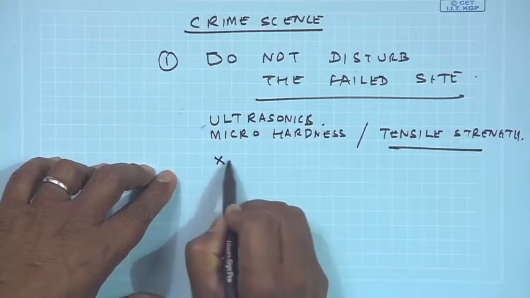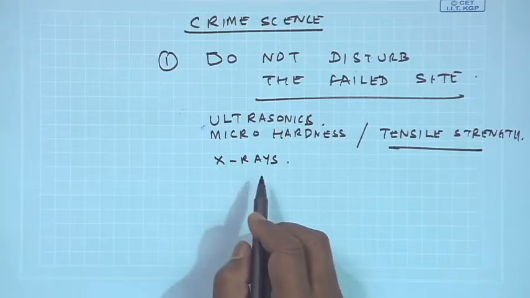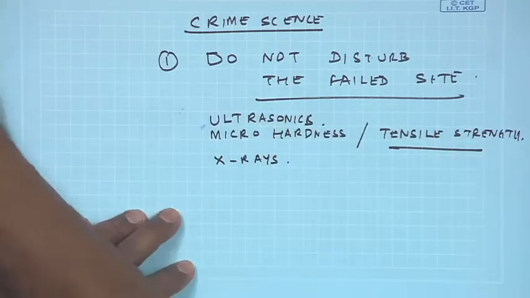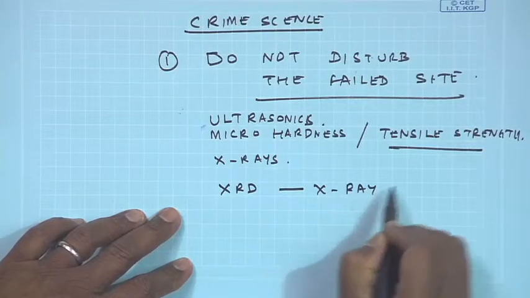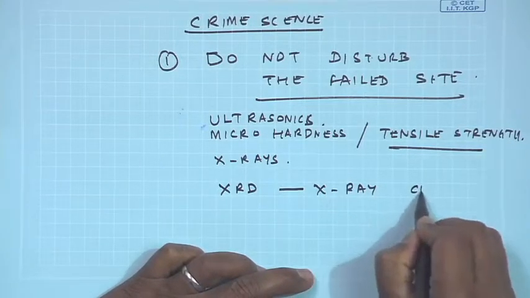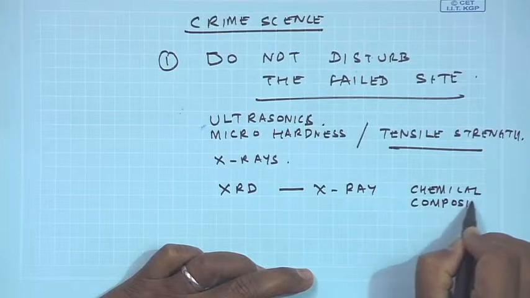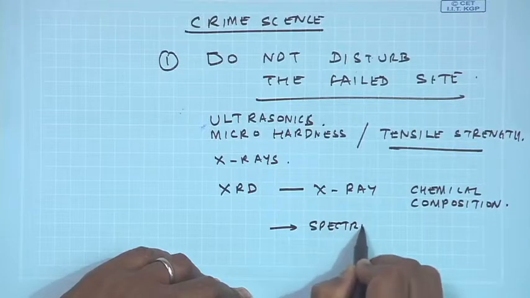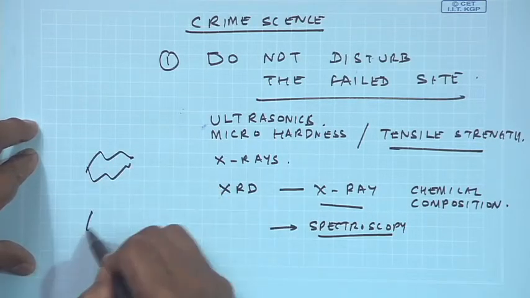Some components we can examine with X-rays, and the material verification becomes very, very important, both at the microscopic level through metallurgical analysis, like XRD, an X-ray method, to find out the chemical composition, or we do spectroscopy analysis. But these failed components are lying around.